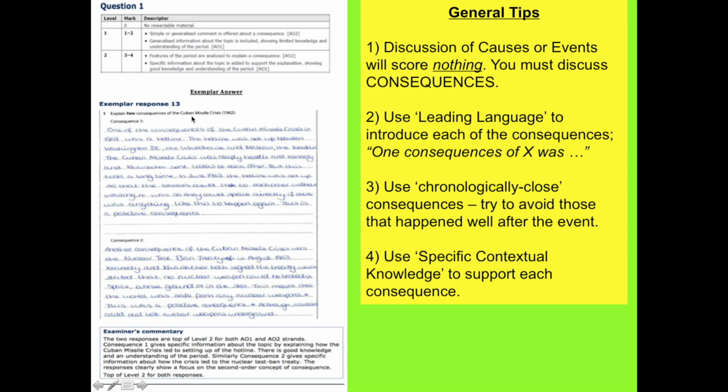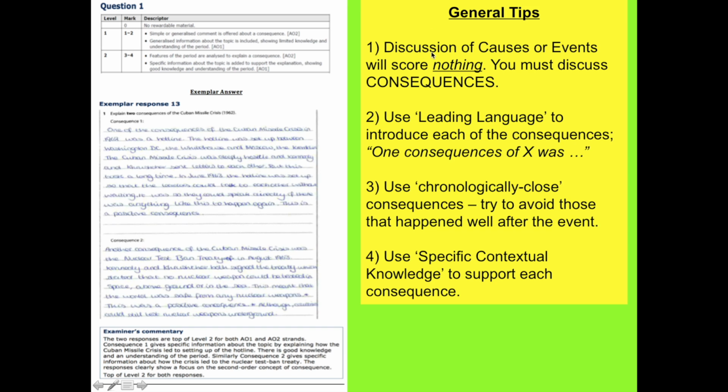Here's an exemplar of a good answer. So we're talking about the Cuban Missile Crisis here. They've used the leading language to introduce the answer. One consequence of the Cuban Missile Crisis was, etc. So that means they are almost fine-tuning and homing in on the consequence. There's no wasted words or waffle there, straight to where we need to be. Backed up by specific contextual knowledge for our AO1 and demonstrates a clear understanding. They've done that twice. And this is Edexcel's marking here, not mine. Top of level 2 for both responses.